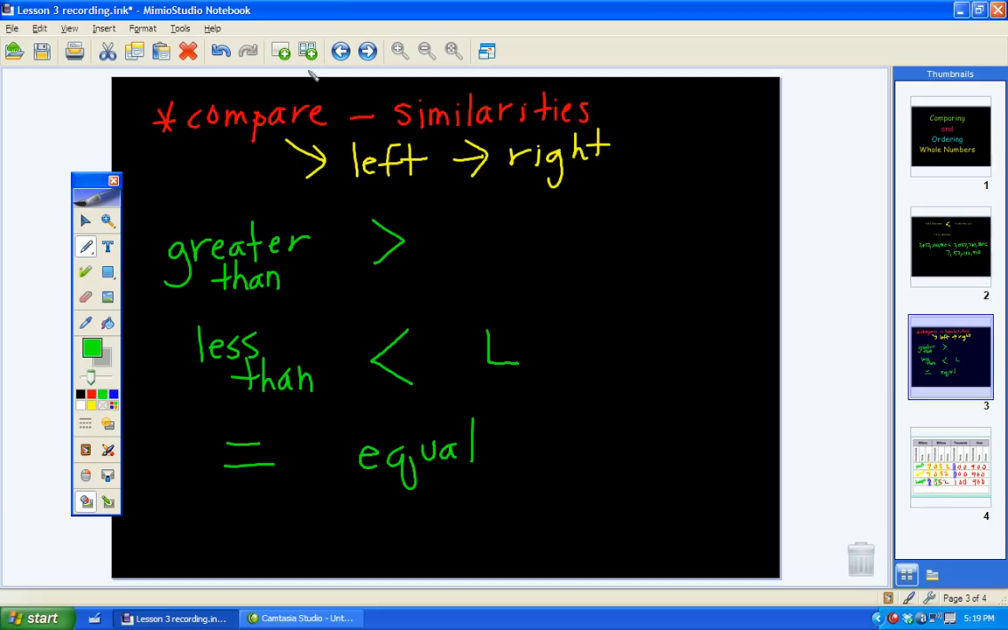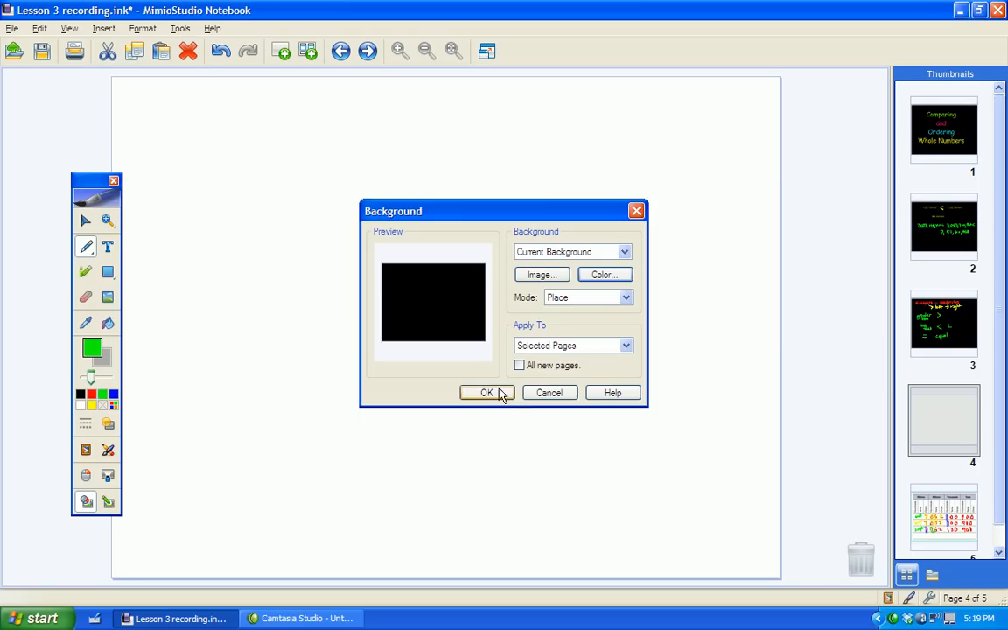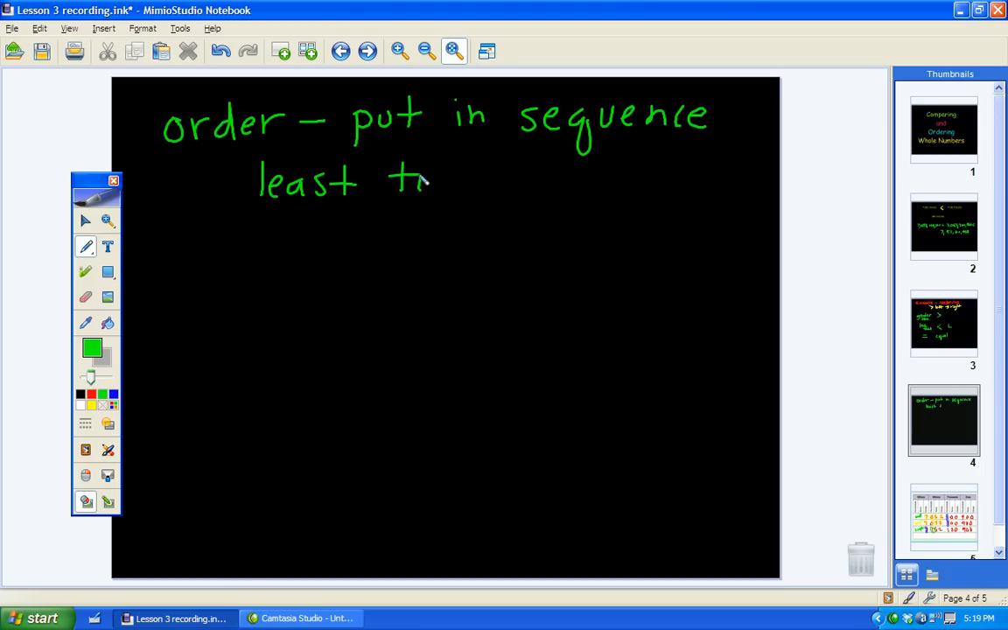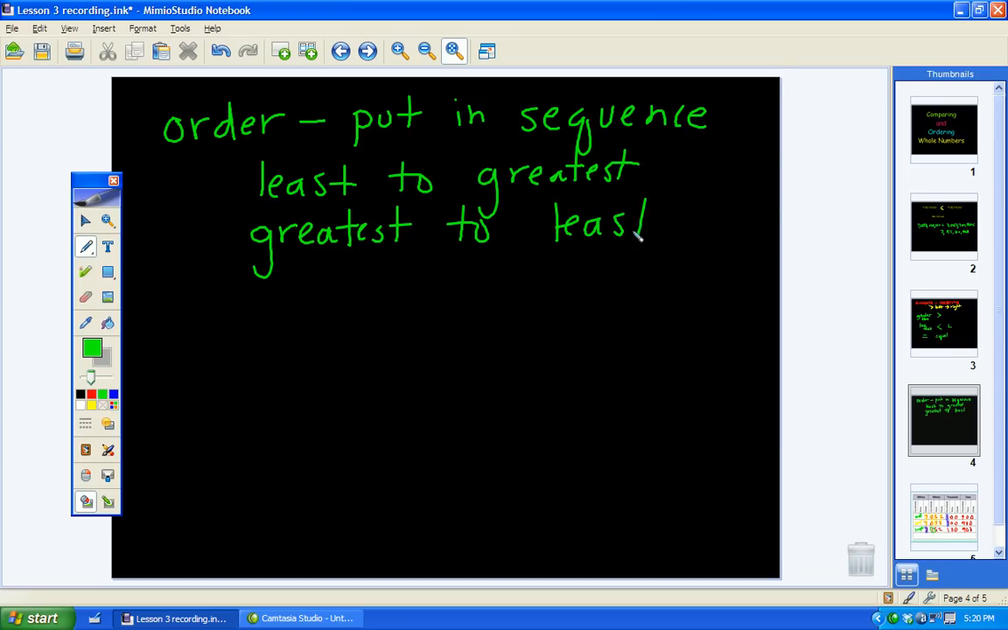So I'm going to create another page like this. I mean, a new page here. So when you order numbers, you're putting them in sequence. The two sequences we talk about are least to greatest, and these are notes you need to write, or greatest to least. We use the comparison process, and a place value chart is very helpful, like I said, to put these numbers in these orders. So let's recap.